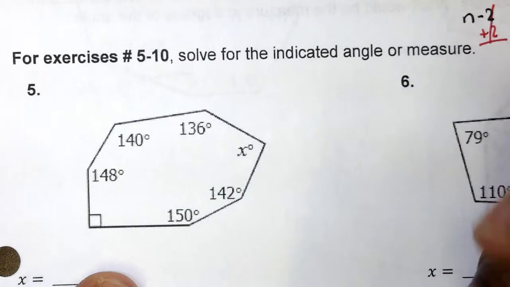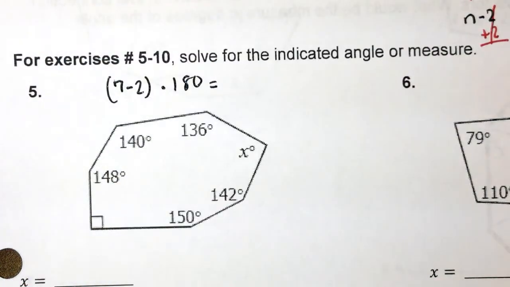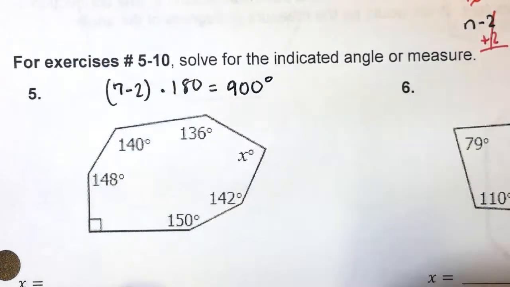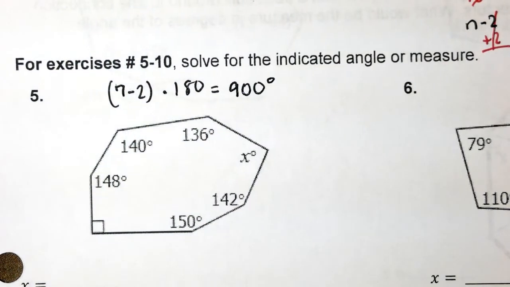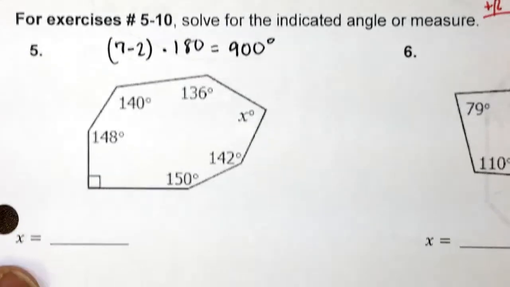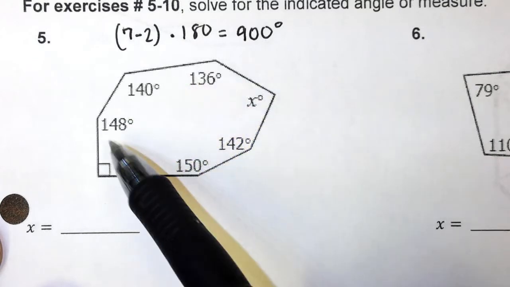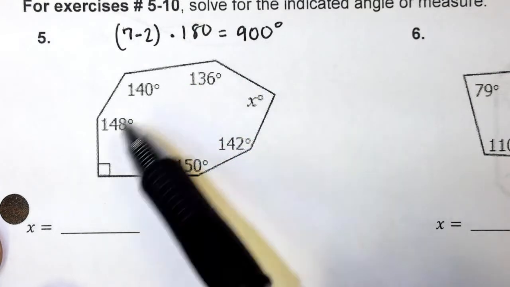7 sides. So to figure out the sum of the interior angles, I'm gonna do that formula. 7 minus 2 times 180. It's 900. So now you understand that this figure adds up to 900 degrees.